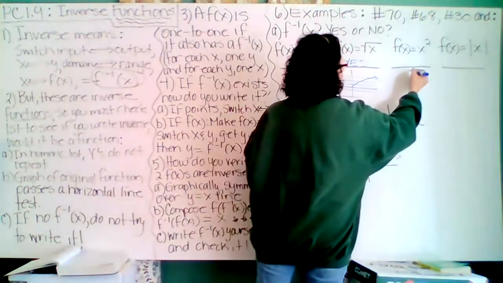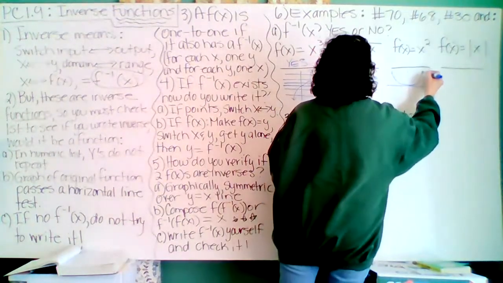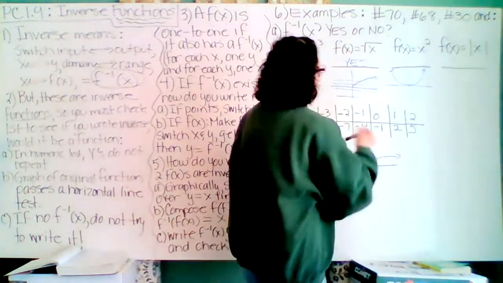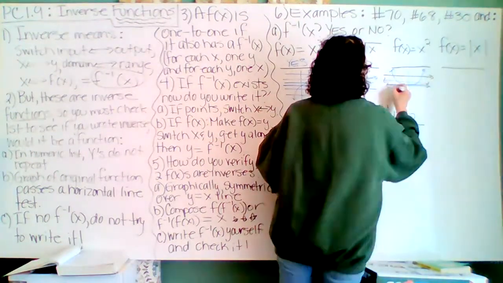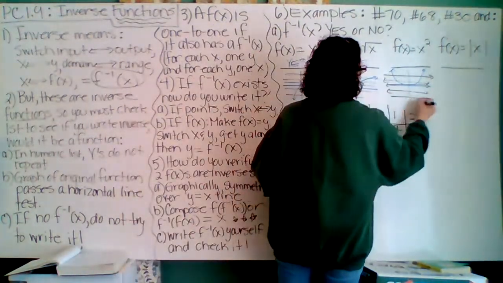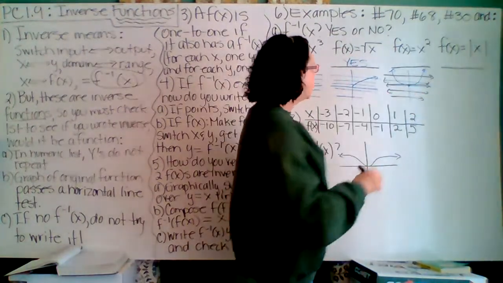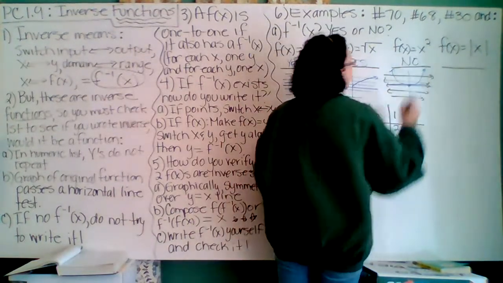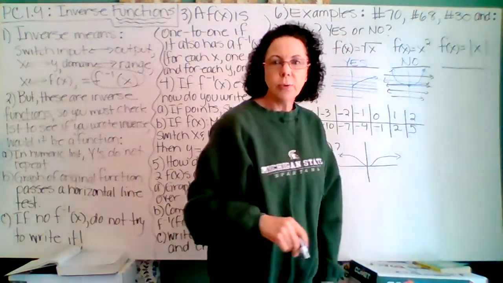How about f of x equals x squared? We know what that looks like. There we go. Does this pass a horizontal line test? Everywhere? No, it does not. It passes a horizontal line test here and here. It passes a horizontal line test here at the vertex because it just hits at 1 point. It certainly does not above here, so no. Believe it or not, x squared, could you write the inverse? Sure you could. Is it a function? No, so we don't write it.